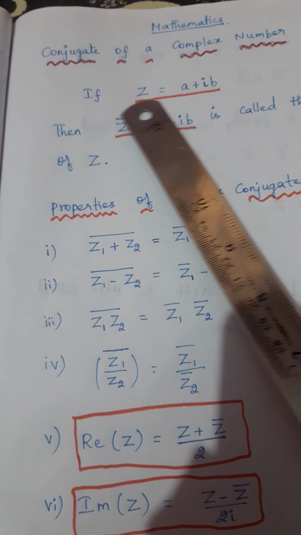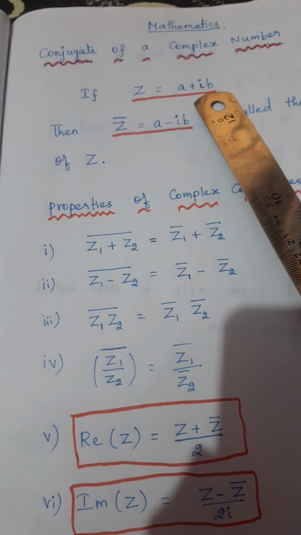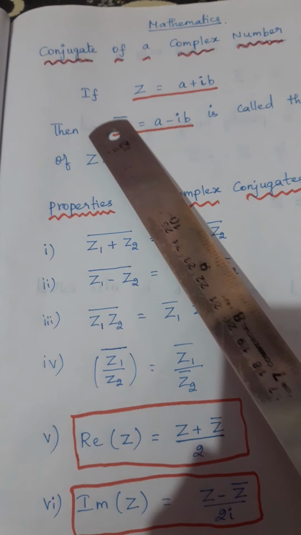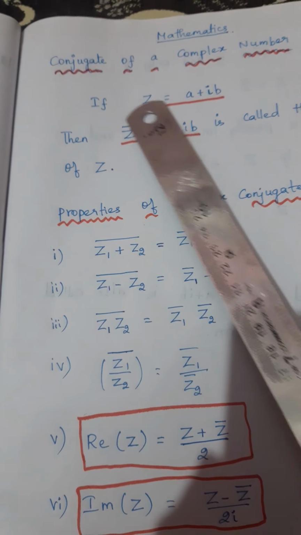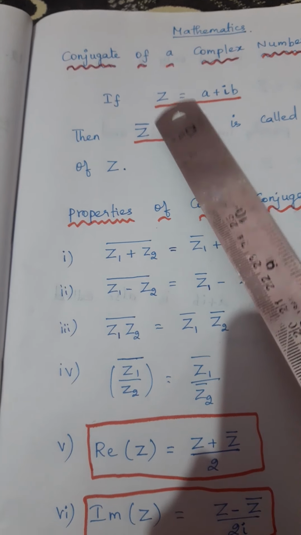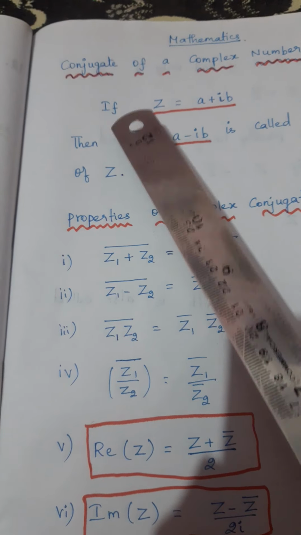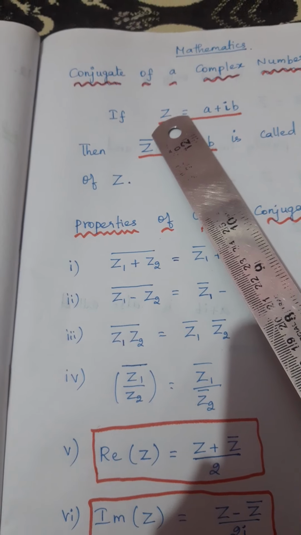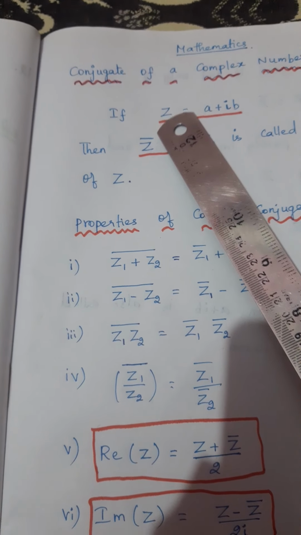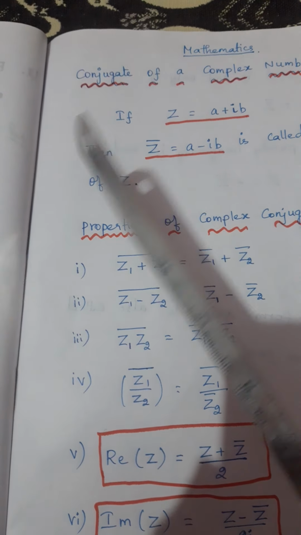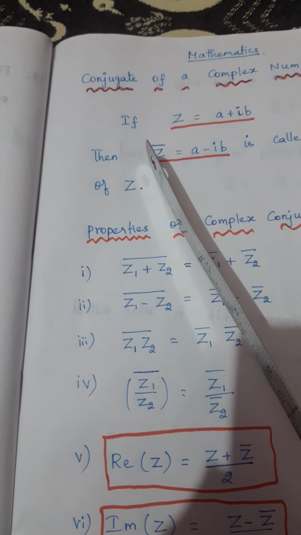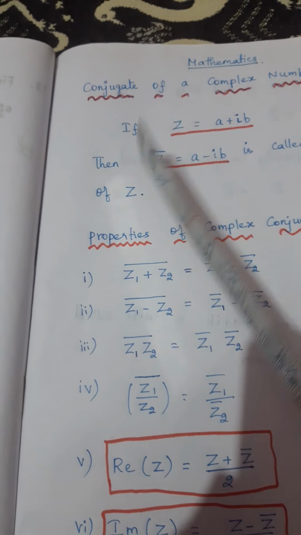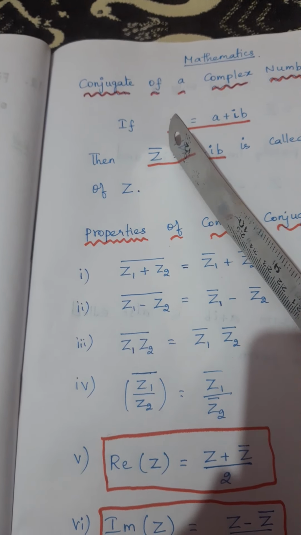Again, z is equal to a plus ib means it is a complex number. If I put a line above z, how do we read this? It should be read as z bar, meaning the conjugate of z. In the additive inverse, we have seen a minus sign before z, that is called minus z, the additive inverse. This is read as the conjugate of z, z bar.